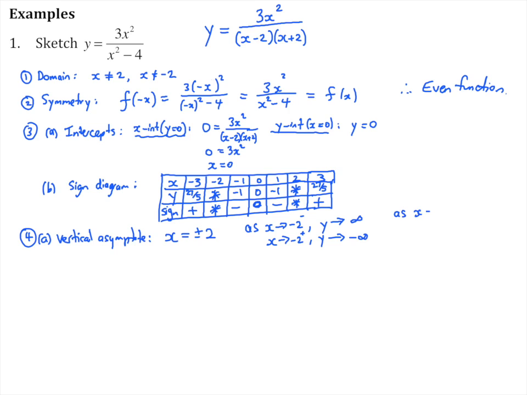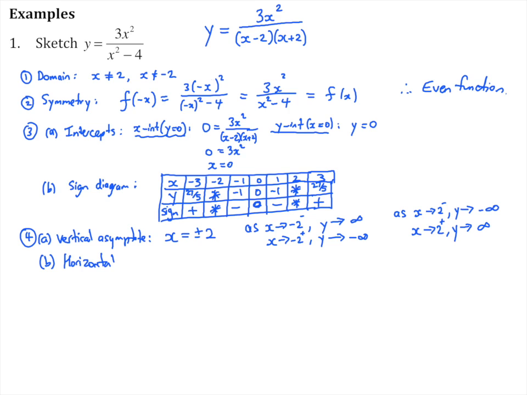As x approaches 2 from the left, and as x approaches 2 from the right, what's happening to y? Let's have a look. As x approaches 2, to the left of 2, you get negative. To the right of 2, you get positive. So to the left of 2, negative. To the right of 2, positive. So we can actually cheat using our sign diagram to get those answers quickly.